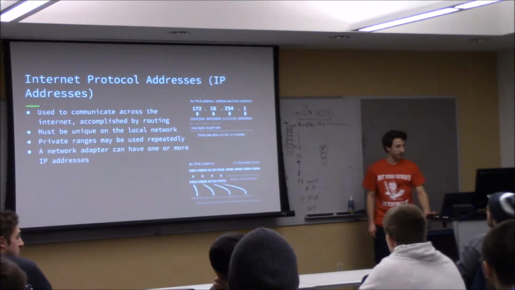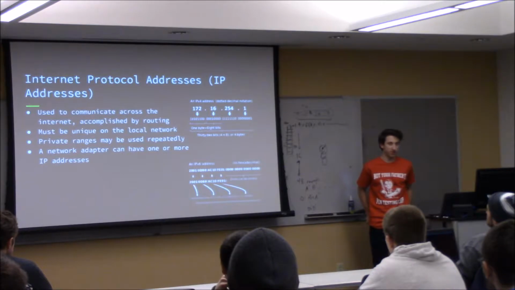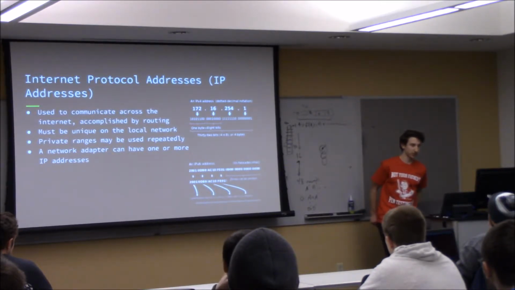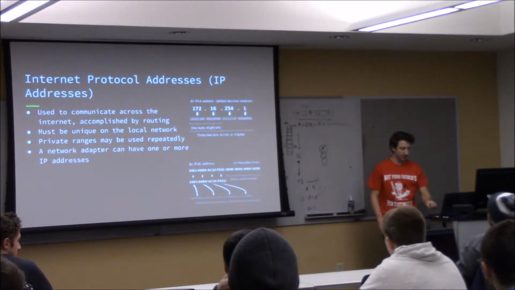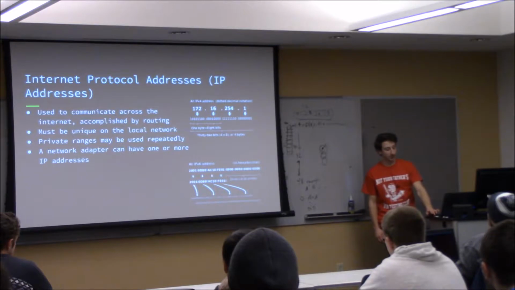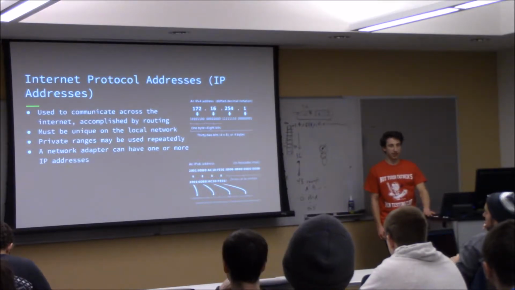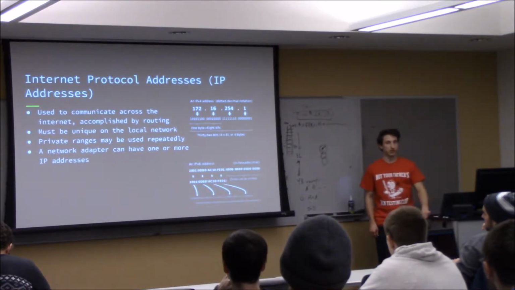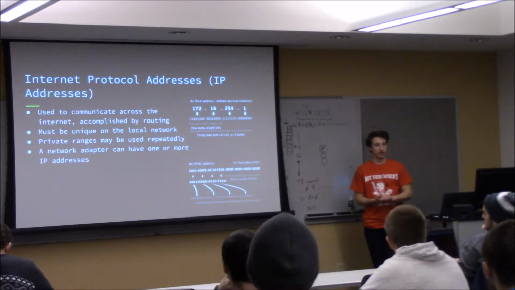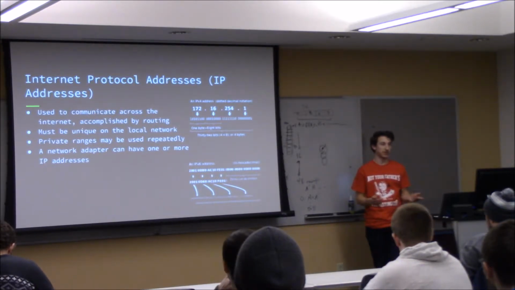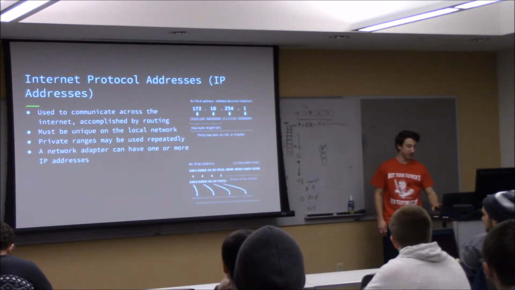All right, another is the Internet Protocol address, or the IP address, which some of you may be familiar with. This is how things communicate across the internet. Whereas the other one was only local, this one goes across networks. This is done by routing, which we'll get into a little later in routing tables. These have to be unique on a local network so that the data doesn't get mixed up, because when it goes somewhere, it has to know where the final address is. If two have the same one, it wouldn't know which one to send it to, so the data would get messed up as it's being sent around.